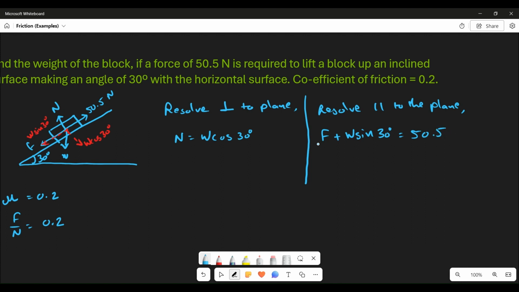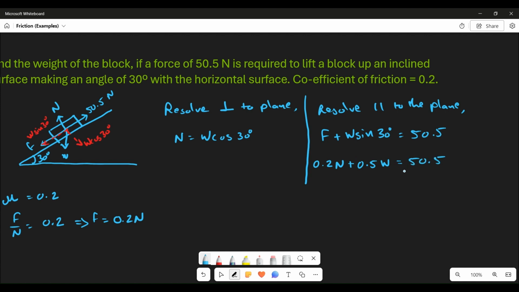Now from these two equations, you need to find out W. Again, we will use this: F by N is 0.2. So from this, you can say that F is equal to 0.2 N. So I will replace this F with 0.2 N here. So 0.2 N plus W sin 30. We know sin 30 is 0.5. So 0.2 N plus 0.5 W is equal to 50.5.